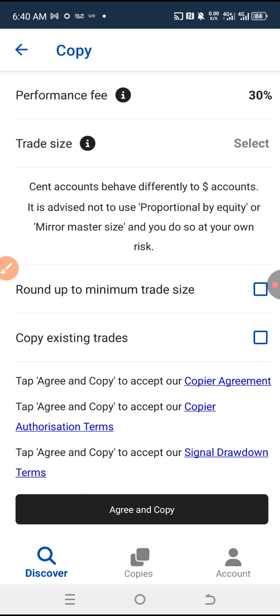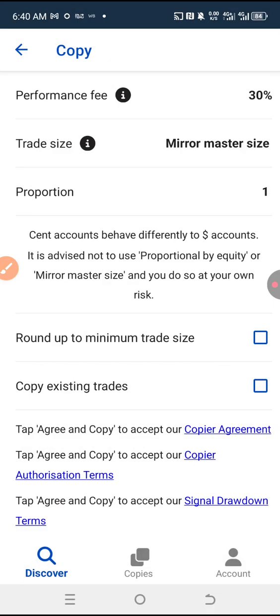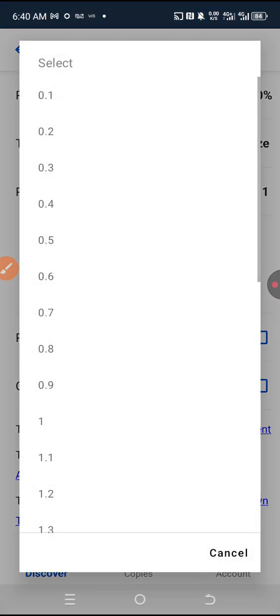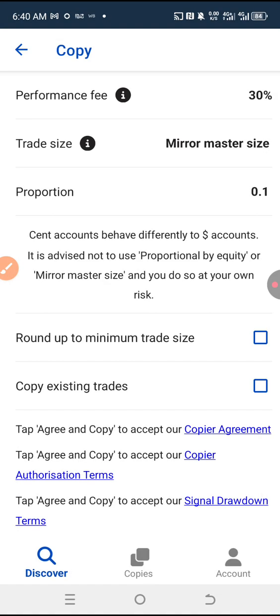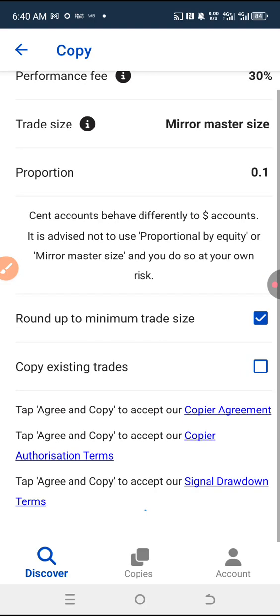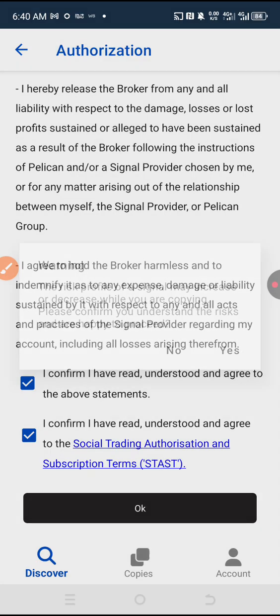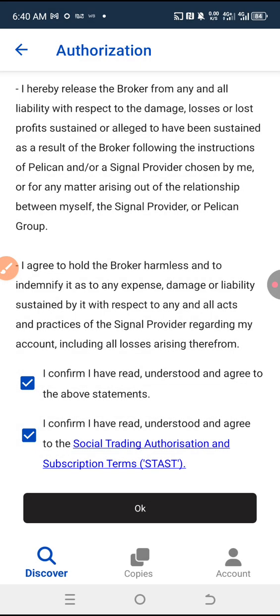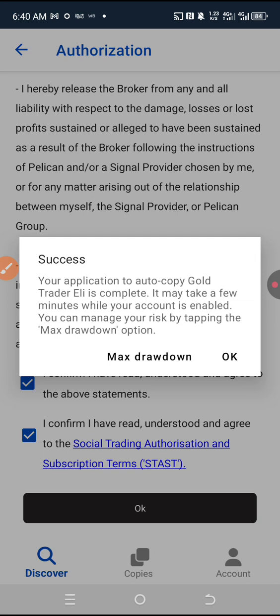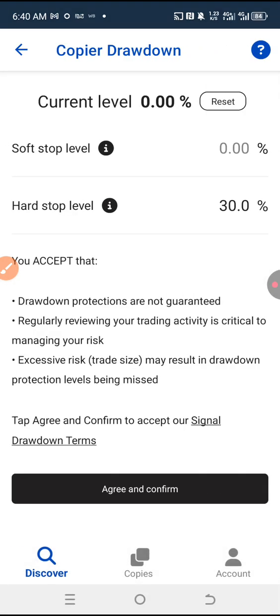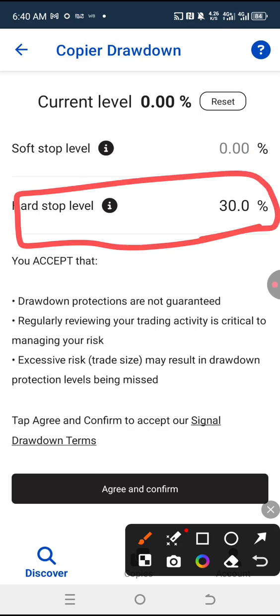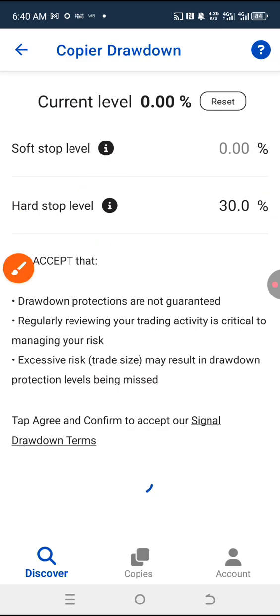I am going to choose mirror master size. Then the proportion here on a low risk, that is 0.1. Then I round it up. That is round up to minimum trade size. Then copy existing trade, no. I agree. Then confirm, confirm. Okay. Yes. Then max drawdown. I leave it at 30% hard. Then I agree and confirm.